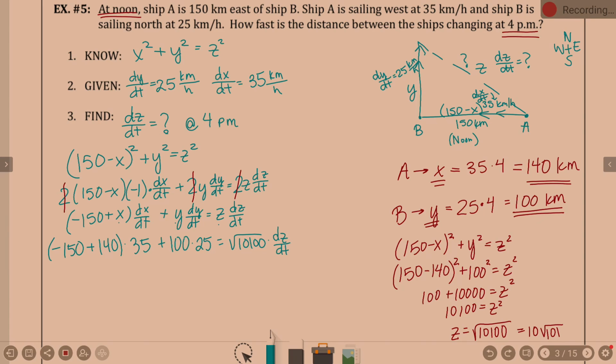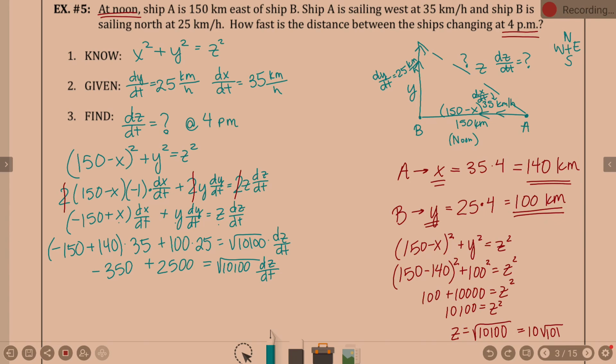I know negative 150 plus 140 is negative 10 times 35. It's going to be negative 350. 100 times 25 is going to be 2,500. Square root of 10,100 times dz/dt. Negative 350 plus 2,500 is going to be 2,150.